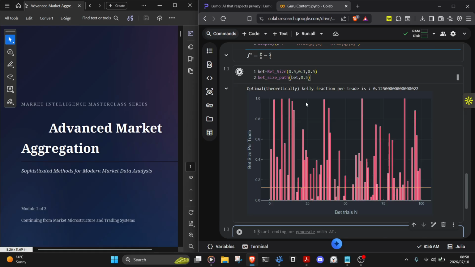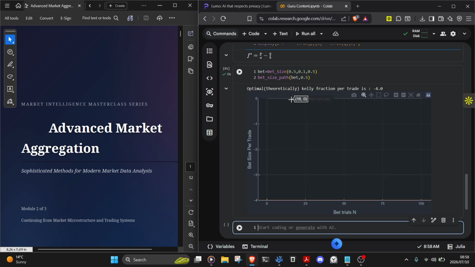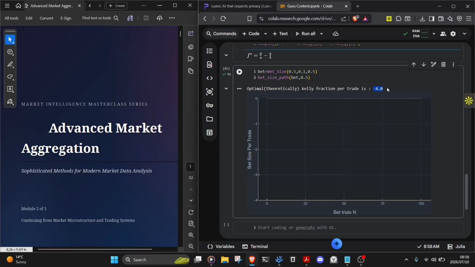Let's look at it. Now, the optimal Kelly fraction per trade is -4, which means that this game should not be played. The simulation didn't even try to make any bets. It just said no, I'm not going to do this, because that's the smartest thing to do. Why would you risk 50 cents to make 10 cents with a probability of 50% that you win? It's stupid, right? So the most optimal thing to do is do nothing.